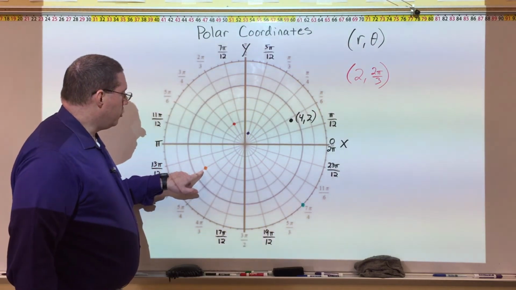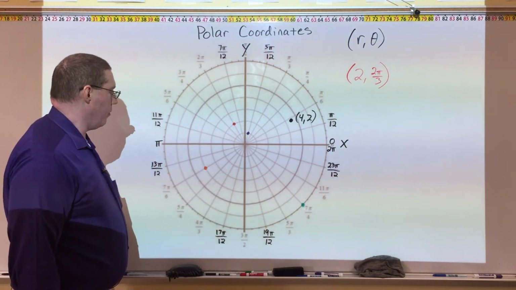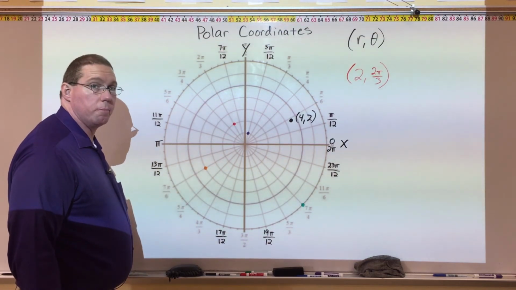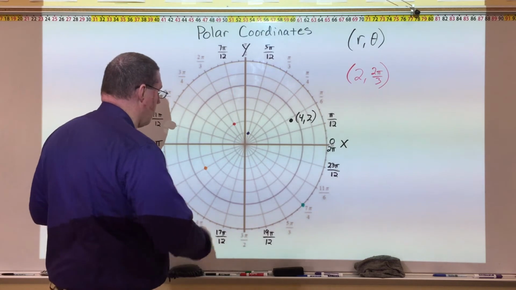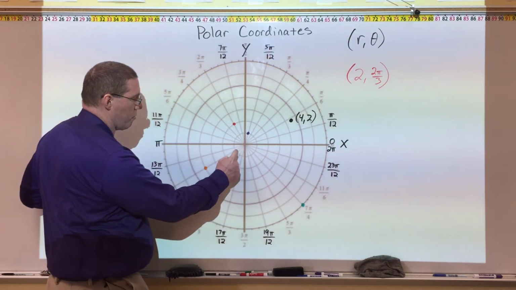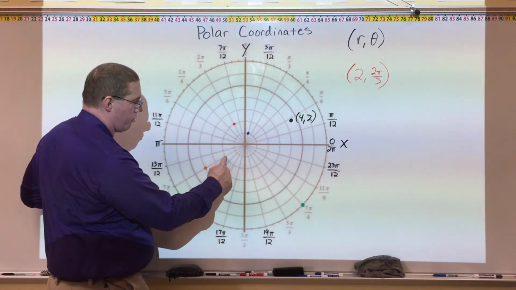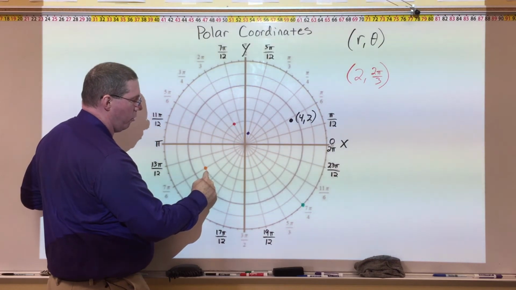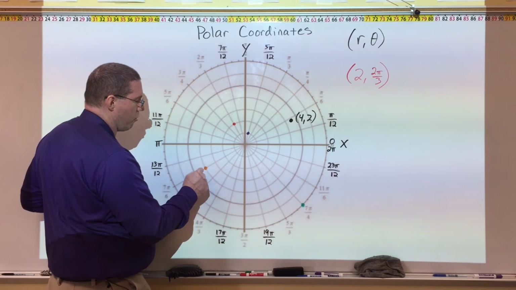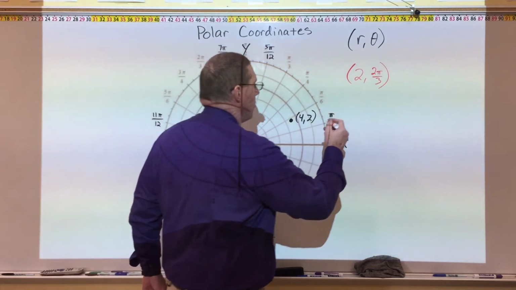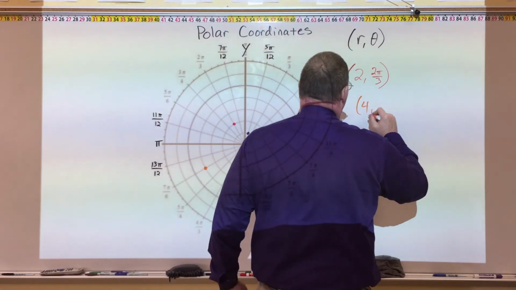And why don't you pause the video and see if you can figure out the polar coordinates of that orange point. All right, so first we need the radius. Well, going out from the center, we're going to go to the first circle. That's 1 circle, 2 circles, 3 circles to the 4th circle. They're called concentric circles. So this is the 4th one coming out. So that's a radius of 4. And so this point has a radius of 4.